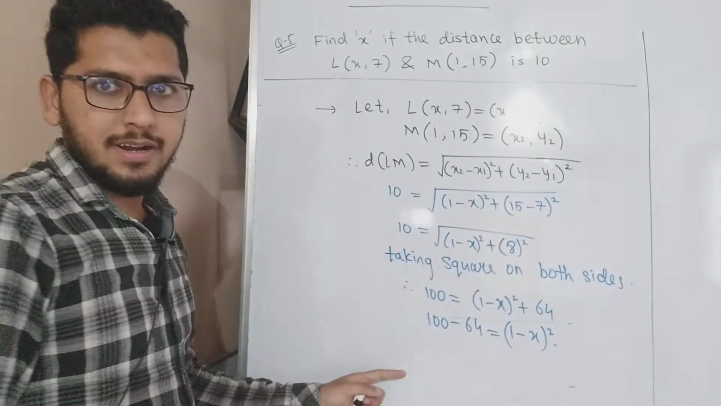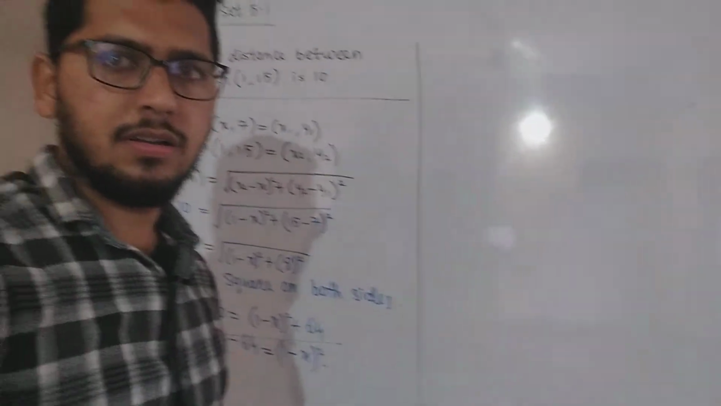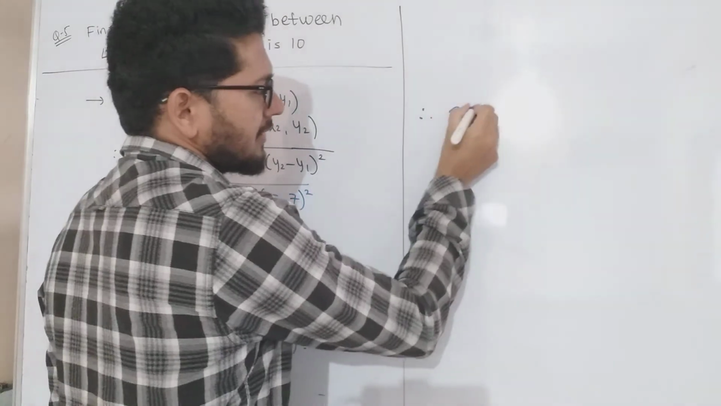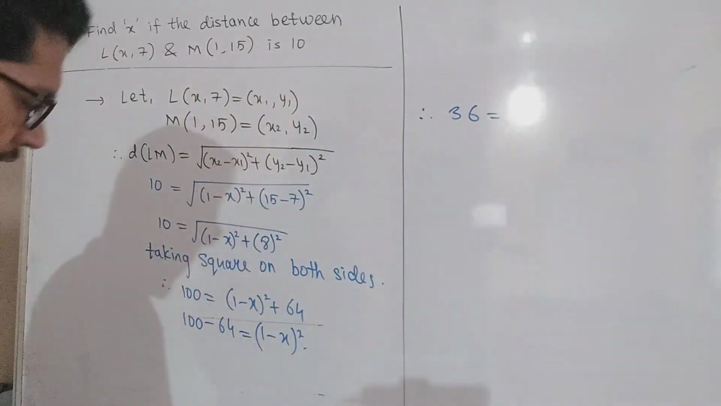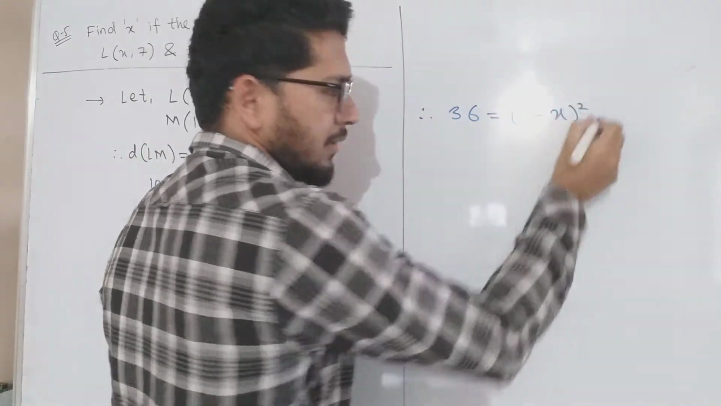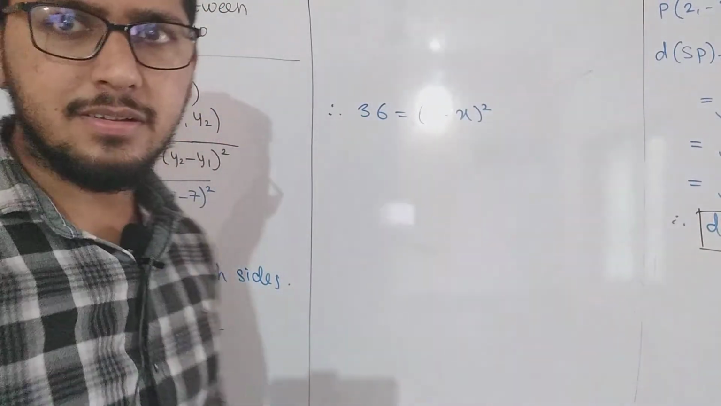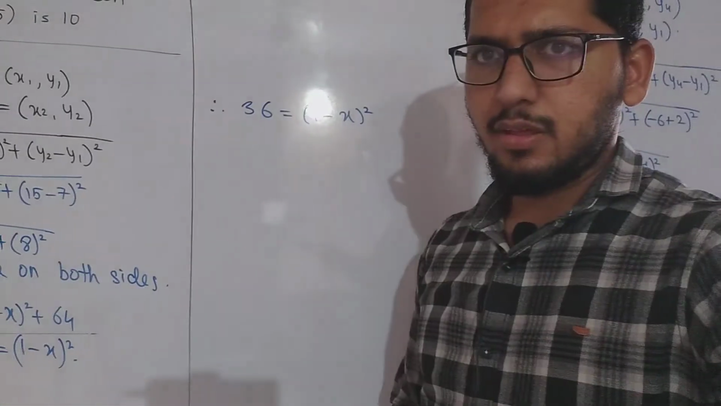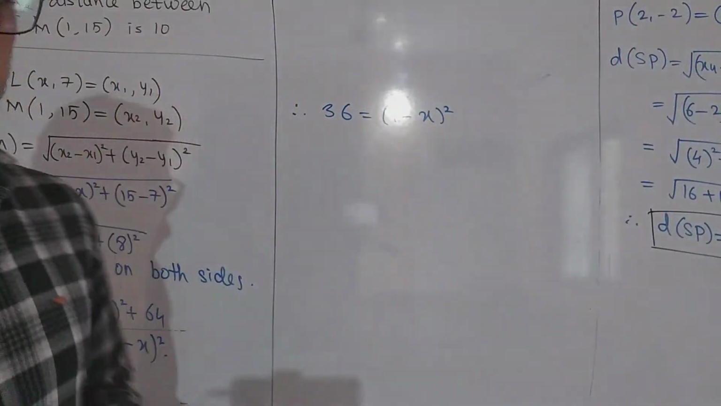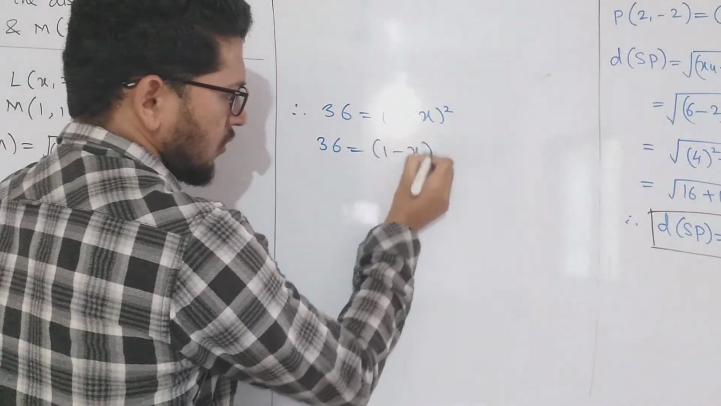Okay, after that, how much is 100 minus 64? 100 minus 64, what we have got here is 36. So what we can write here: therefore 36 is equal to (1 minus x) whole square, same. So we will write here (1 minus x) whole square. Yes or no? Again I am writing here 36 is equal to (1 minus x) whole square.